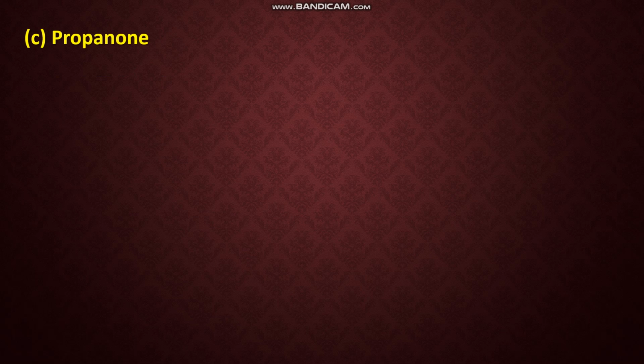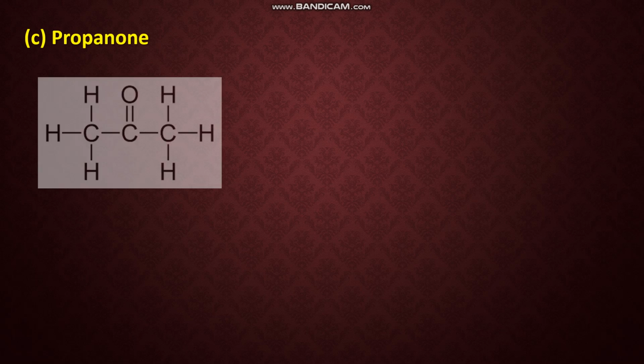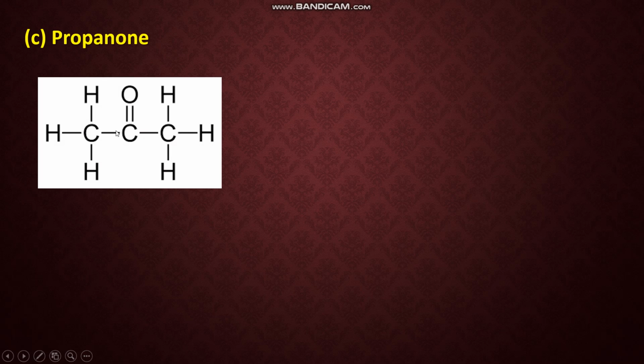So, how to draw the electron dot structure of propanol? If we first draw the structure of propanol, it is easy to draw the electron dot structure. So, how to draw the structure of propanol? As the name indicates, it has 3 carbon atoms, and ONE indicates it has a ketone functional group. You know, the ketone functional group should always be in the middle. So, this is the structure of propanol.